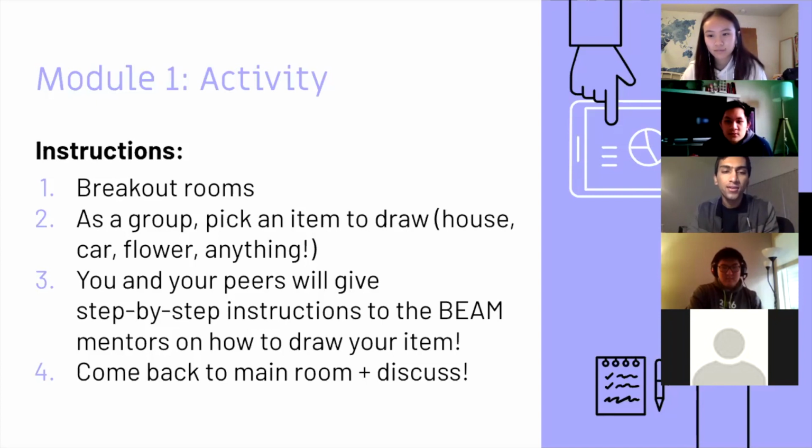So as a group, our activity is we're going to be drawing a house, a car, or a flower. During this activity, we can't just tell our program, draw a house. We have to tell it exactly how to draw that. So we have to tell it, first draw a line that goes up, then a line that goes horizontally, giving those very, very specific instructions.